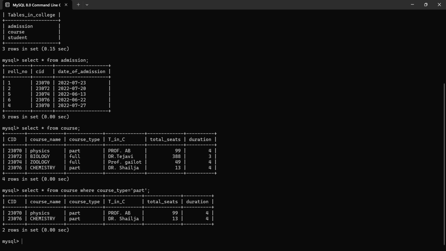And again I'm repeating the question: retrieve name of students enrolled in at least one part-time course. So here we got the two. At least means one or more than one.